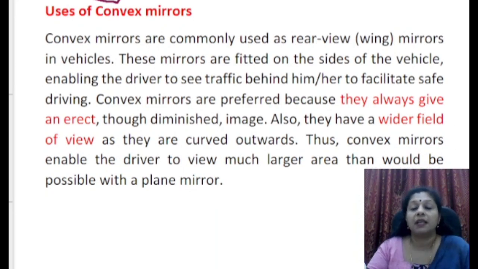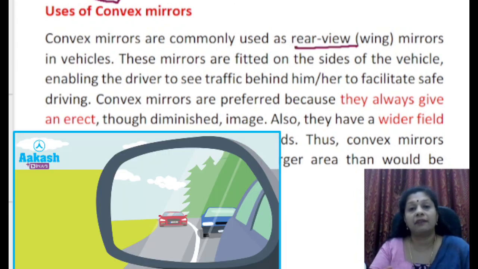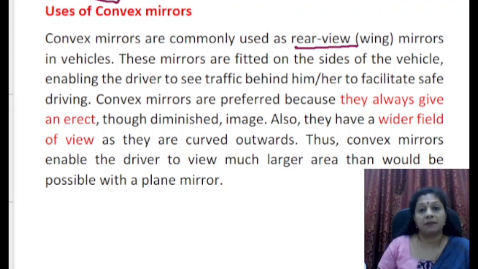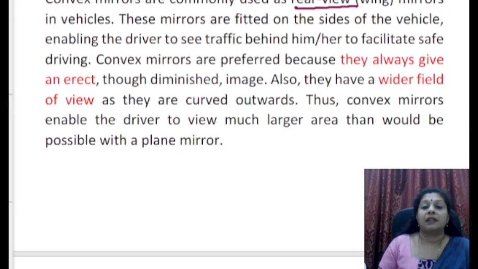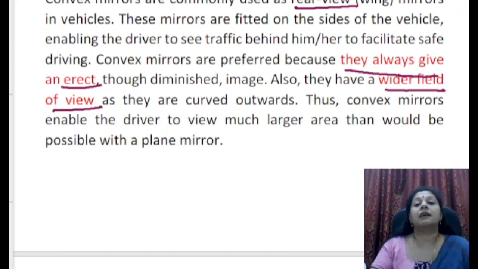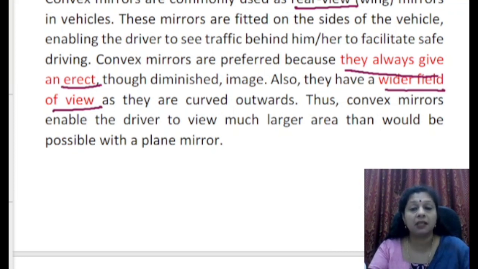Coming to the uses of convex mirror, they are commonly used as rear view mirrors in vehicles. So while driving, we want to see through the side or behind what all vehicles are coming or overtaking. So in these mirrors, we are using convex mirror because of two reasons. One, they always give an erect image, because imagine the vehicle coming behind us is upside down. If you use concave mirror, you will get a real and inverted image, but that is of no use to us. We want to see them erect always. So at any distance, convex mirror will give us only erect image, though it is diminished than the actual size, right? But a second reason is they have a wider field of view. Since the reflecting surface is curved outwards, the driver will be able to see a little wider than the actual size of the mirror. So two points, please remember: wider field of view for the driver, and second one, though diminished, always erect image.